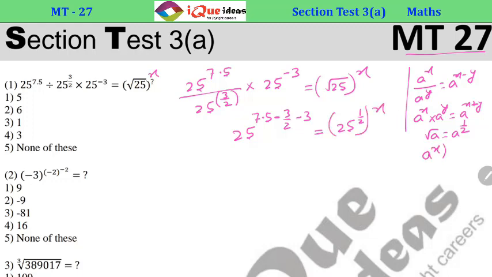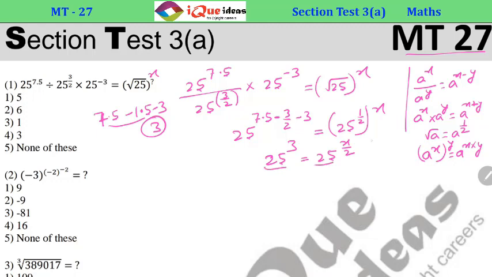We also know that a to the power x whole to the power y becomes a to the power x into y. Right? So what we get from here, 3 by 2 is 1.5. So 7.5 minus 1.5, alright, minus 3. Now 7.5 minus 1.5 is 6. 6 minus 3 is 3. So effectively it comes out to be 25 to the power 3 is equal to 25 to the power x by 2. So bases are same, so the powers would be equal. So we can say that 3 is equal to x by 2, and that gives us x is equal to 3 into 2, that is 6. So answer of the question is 6, which is second option.